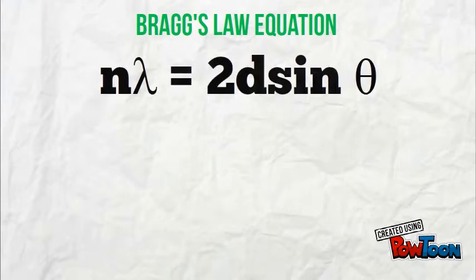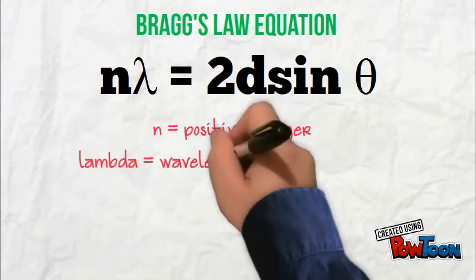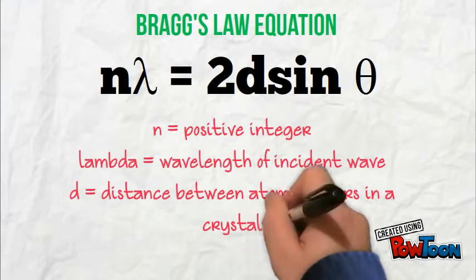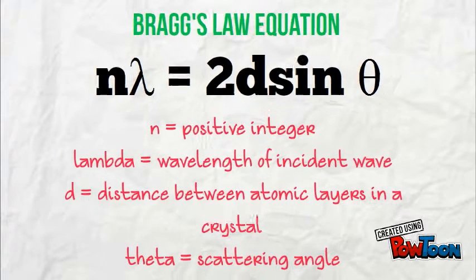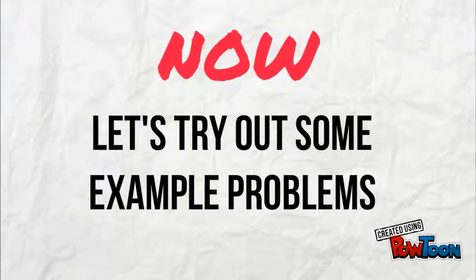This is the equation of Bragg's law, where n is a positive integer, lambda is the wavelength of the incident wave, d is the distance between atomic layers in a crystal, and theta is the scattering angle. Now, let's try out some example problems.